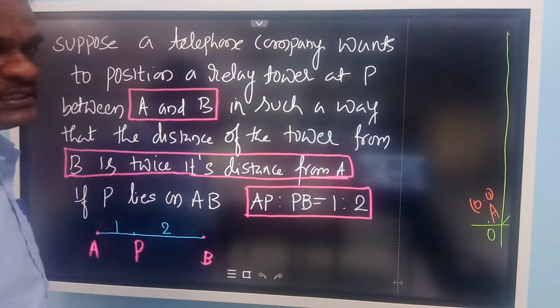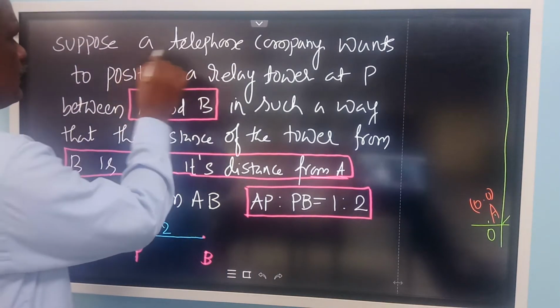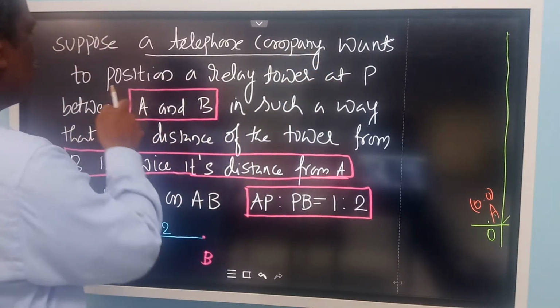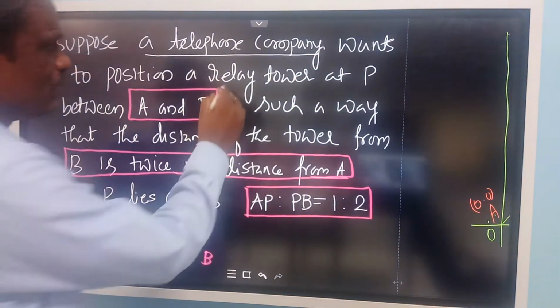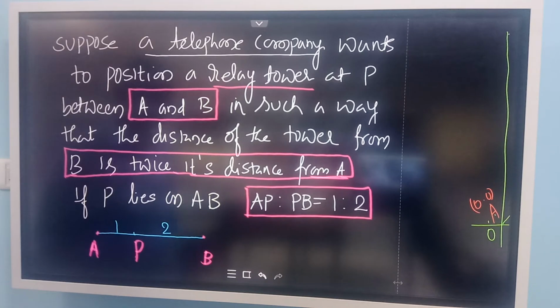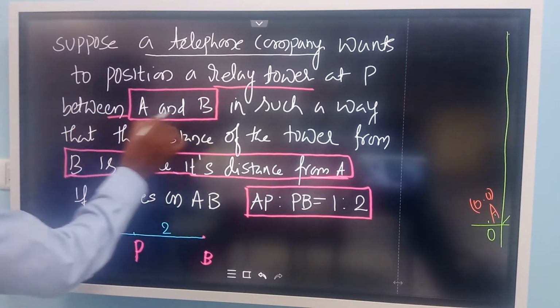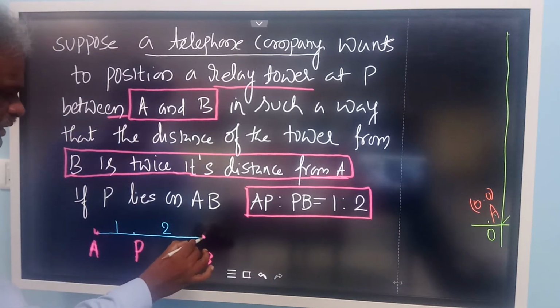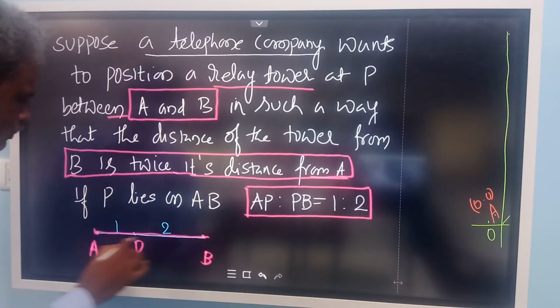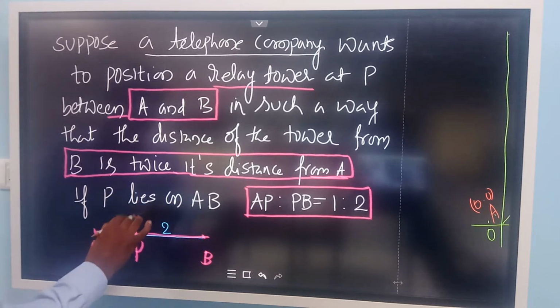Suppose one situation is there. One situation we have come across here. A telephone company wants to position a relay tower at point P between A and B. See, here are positions A and B. In between these two points, there is a point P. They want to place a relay tower here.